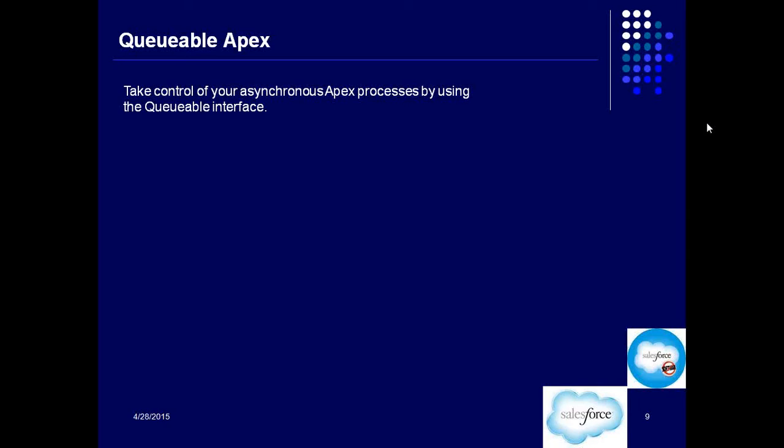If you want to define a class which is queueable, you will have to use the Queueable interface for that class, which is very simple. This interface enables you to add jobs to the queue and monitor them. So the benefit of queueable Apex is that it can be queued and you will have an option of monitoring it.